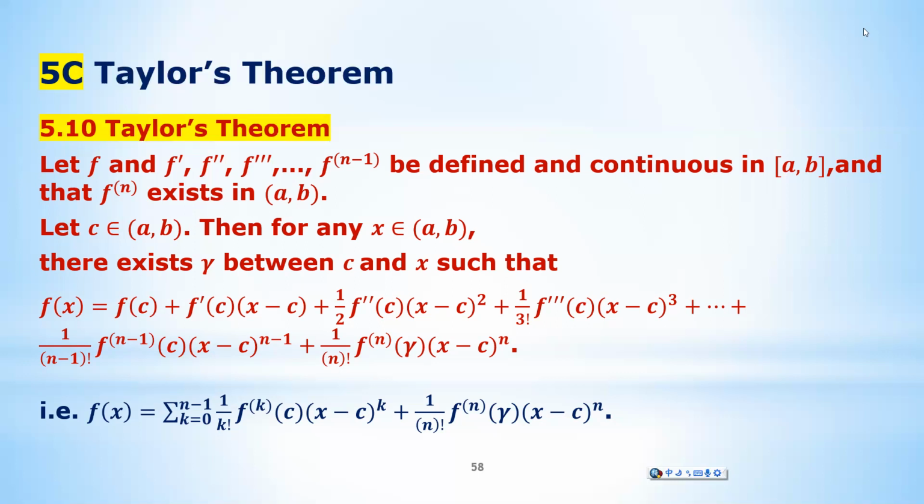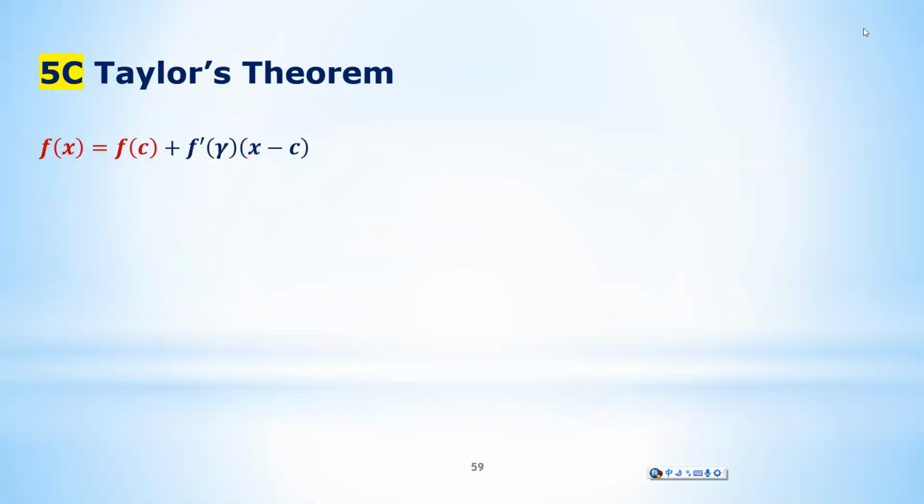When n equals 1, you can see on the right side there are only two terms, okay? The first term is f(c) itself, and the other term is the error term, f prime of gamma times (x minus c). So the formula at n equal to 1 is so simple, and this is considered a constant approximation. Basically, it says that I want to approximate f(x) through f(c) with an error, okay? That's what we call constant approximation.